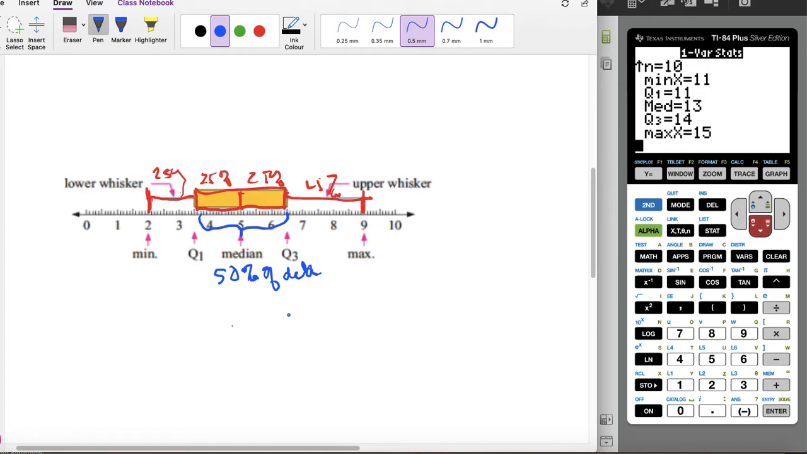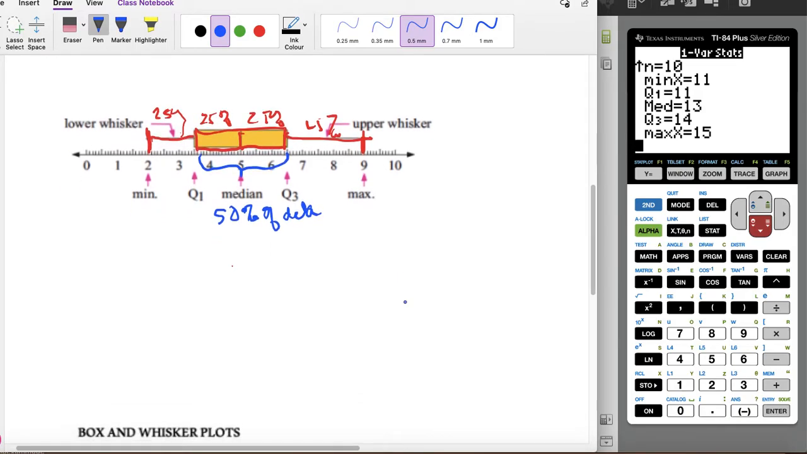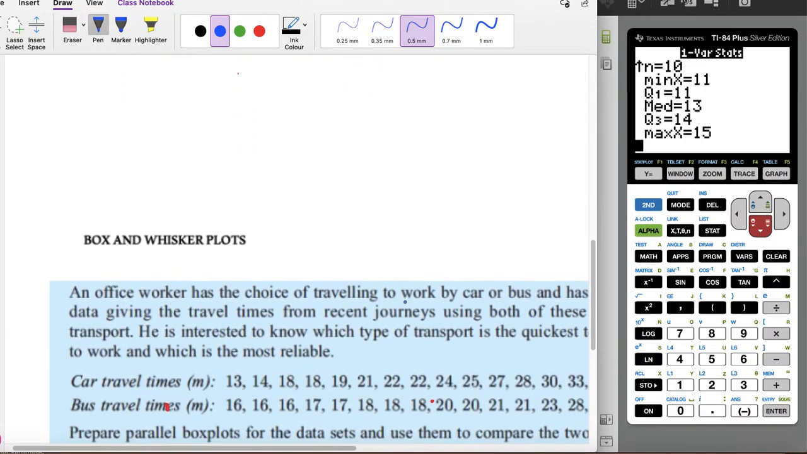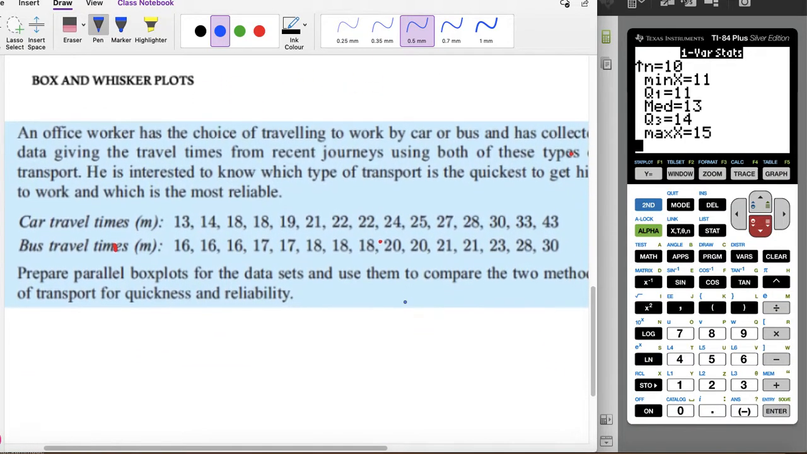So we use the box and whisker plot a lot to look at the spread of the data. We can also look at a box and whisker plot for two different data sets and use the box and whisker plot to compare them.